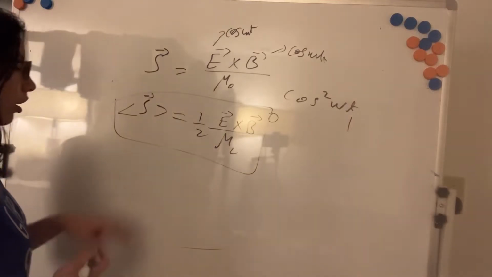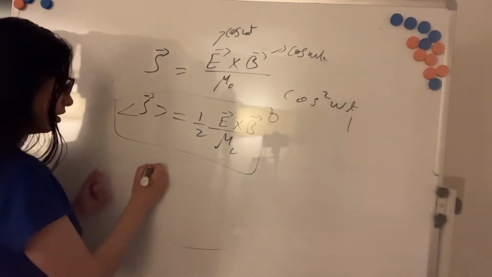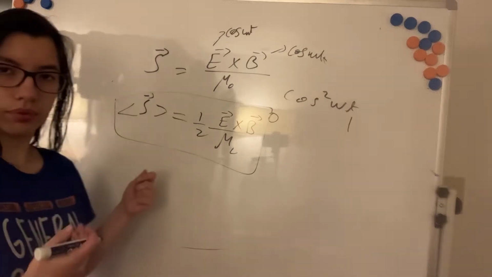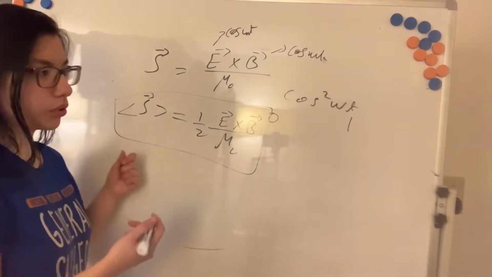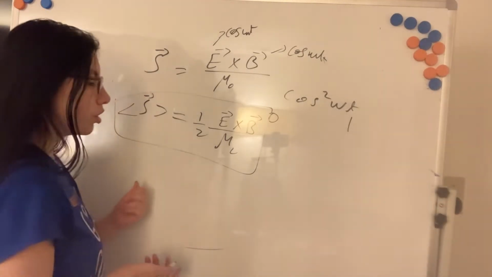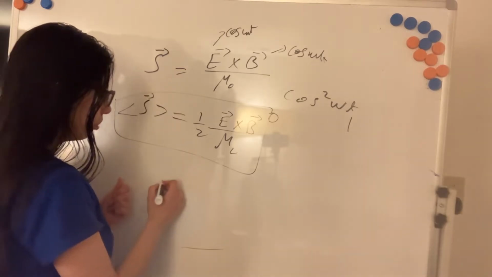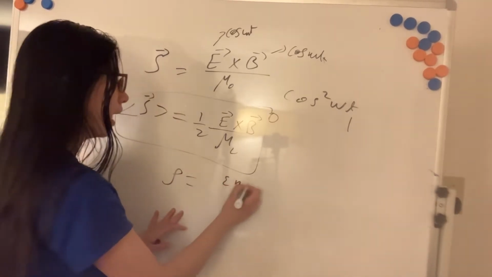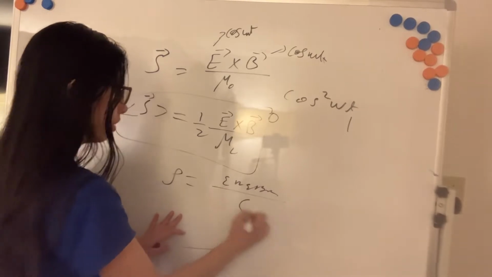Now, Einstein said that the photons have momentum, each one. So the momentum of a photon is equal to the energy divided by the speed of light.